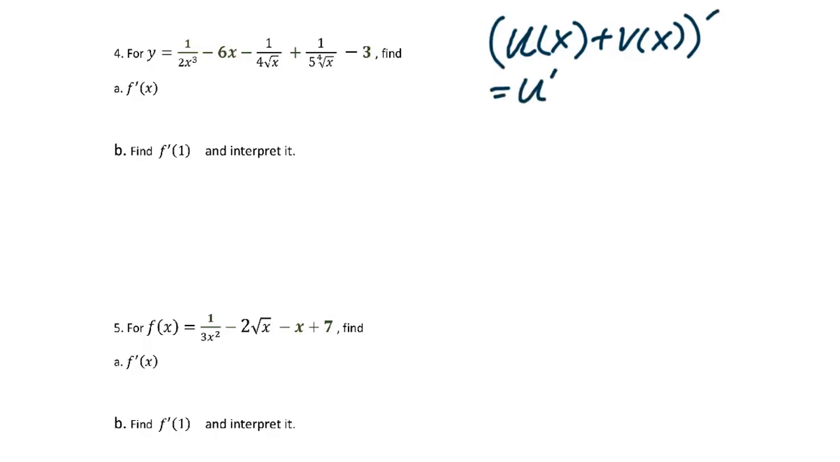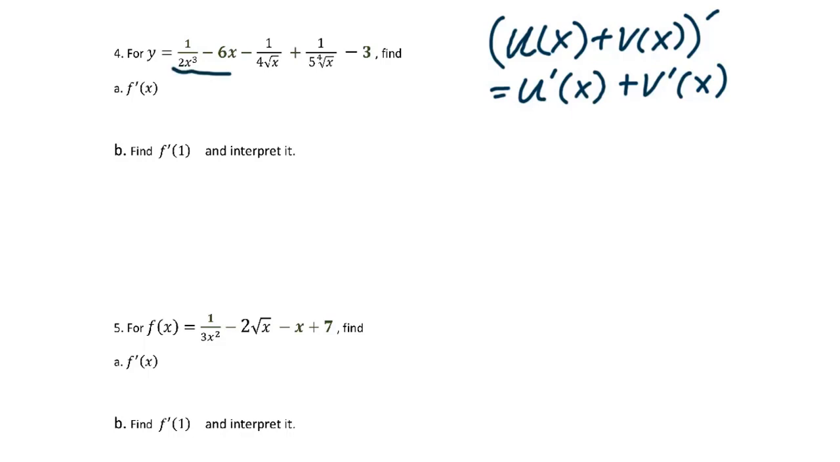This video is about more questions of addition rule of derivative. We know the addition rule for derivative is you have u of x plus v of x. Then we do derivative. You will get u prime of x plus v prime of x. In other words, you just need to do the derivative of every single term. So let's look at number 4.